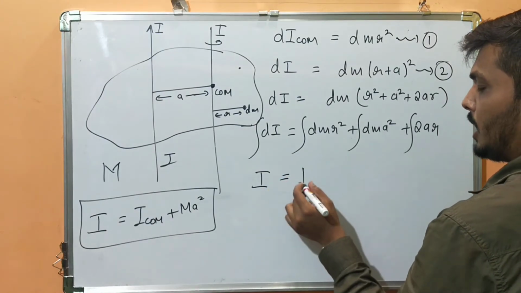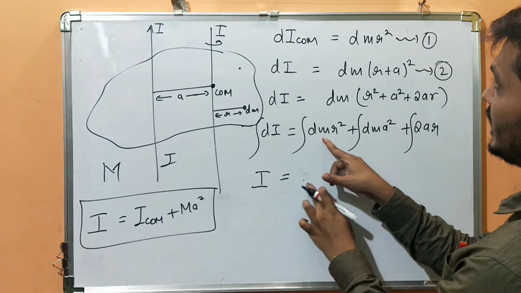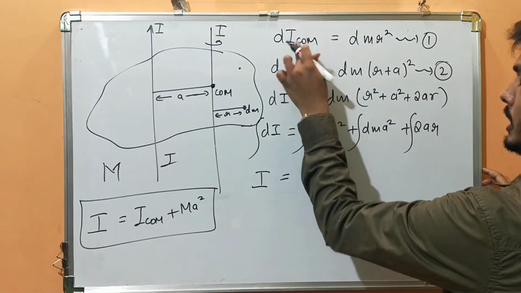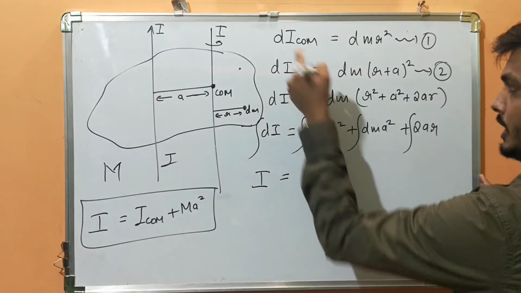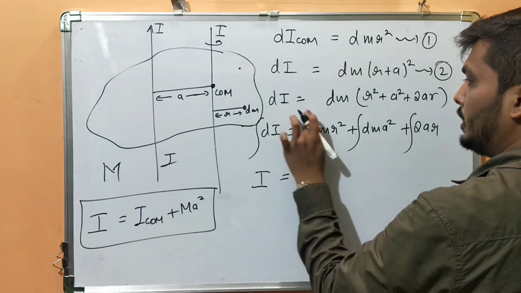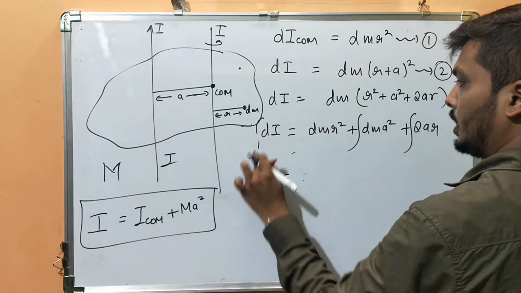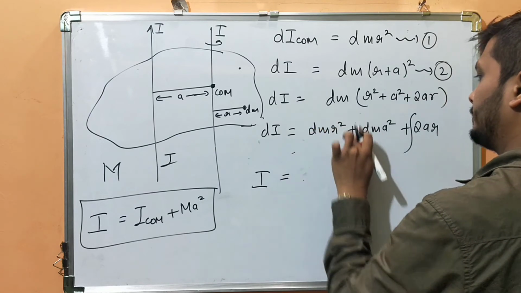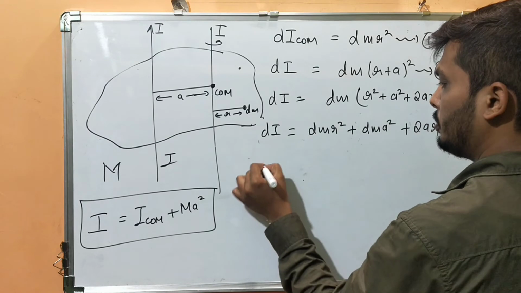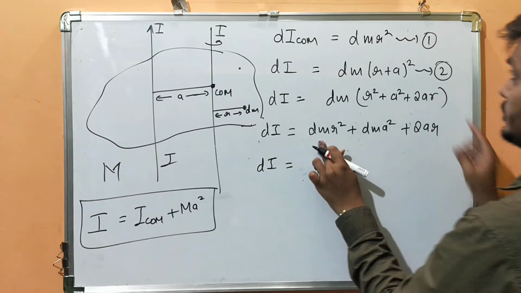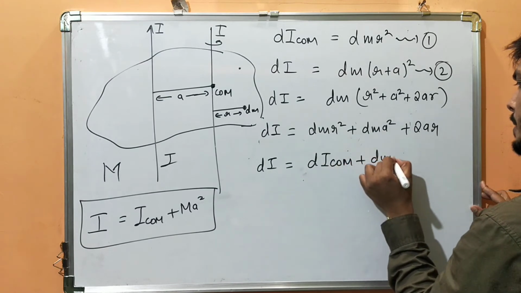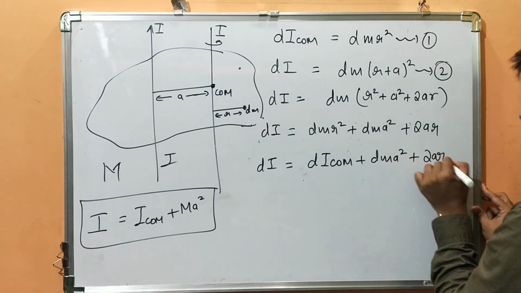This will be what? mr square. So look at this, dm r square. So before integrating only you can write it. dm r square will be what? dI COM. Are you understanding? Or else I'll integrate in the next step. Okay, so this will be what? Instead of dm r square, shall I write dI COM plus dm a square plus 2ar.